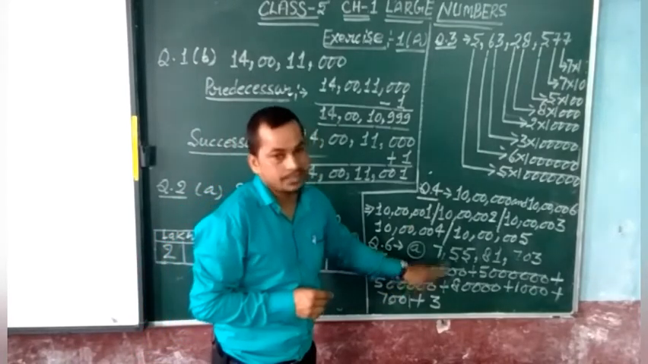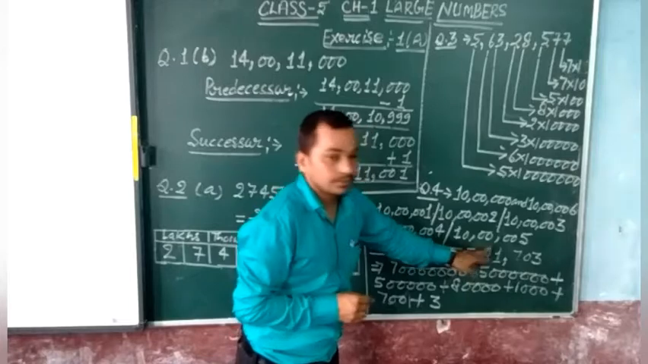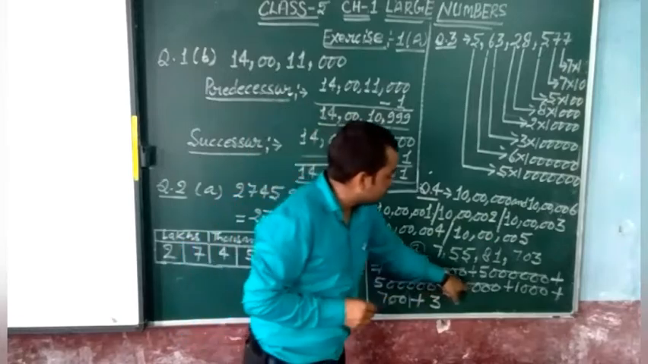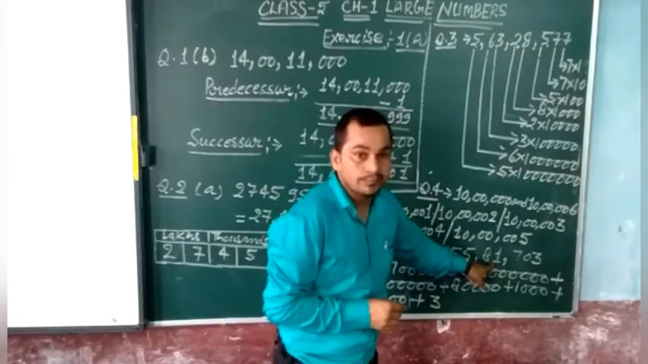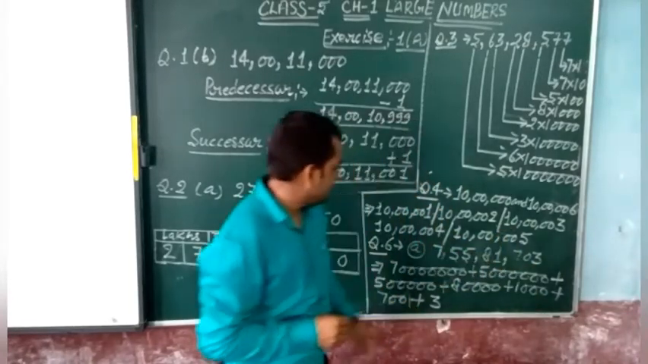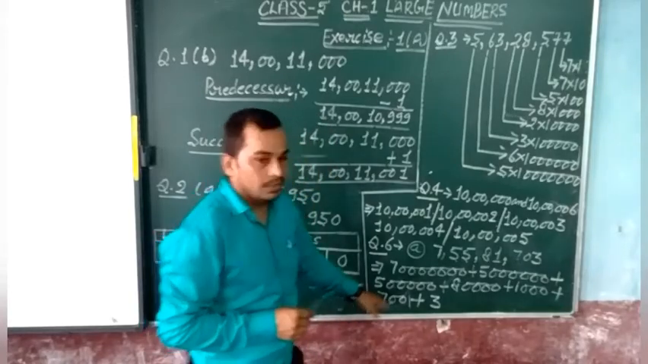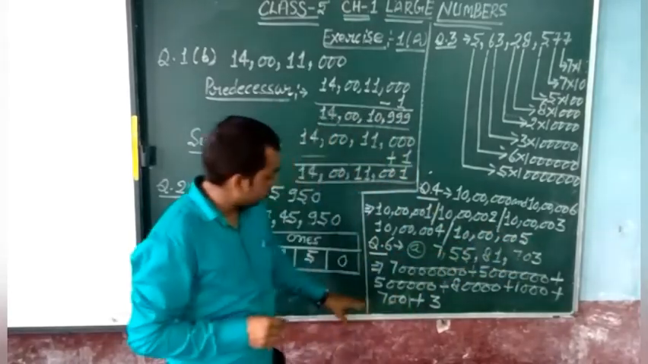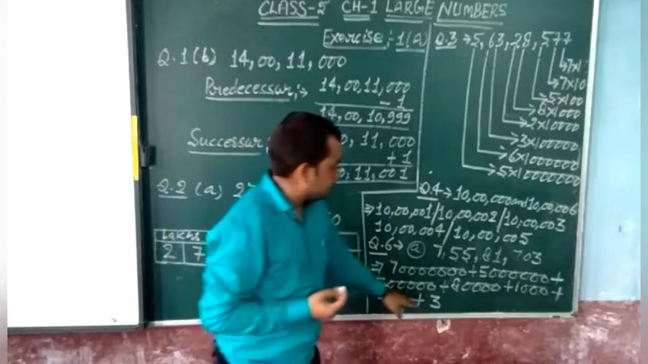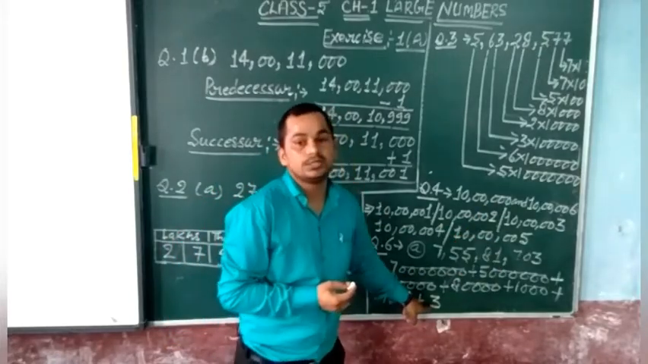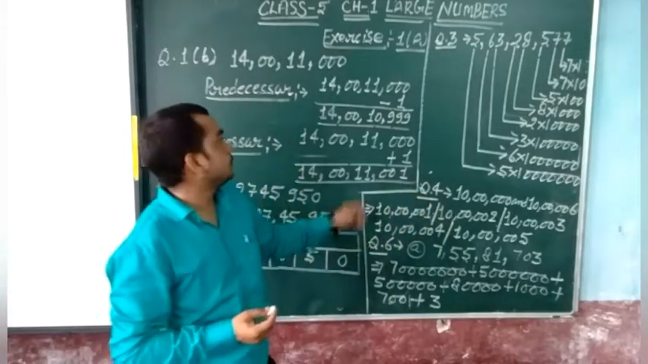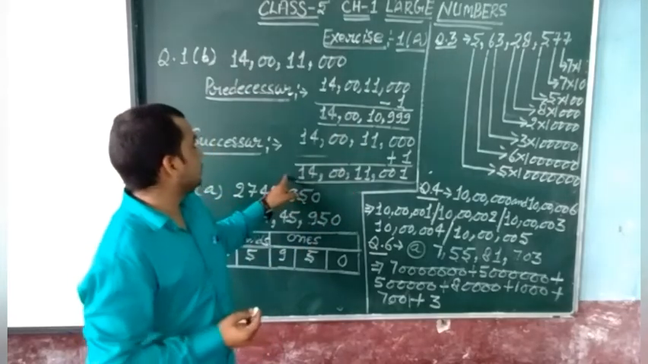1, 2, 3, 4, 5. Then we have 8, so plus 8, and we have 4 zeros: 1, 2, 3, 4. Then plus we have 1. How many digits after 1? 3, so we have 3 zeros. Plus then we have 7. After 7 we have 2 digits, so we put 2 zeros. After that, the 0 we don't write. Then plus 3 at the ones place. So we write plus 3. That is the expanded form of the given number. So that is exercise 1A, and the remaining parts are the same as these.